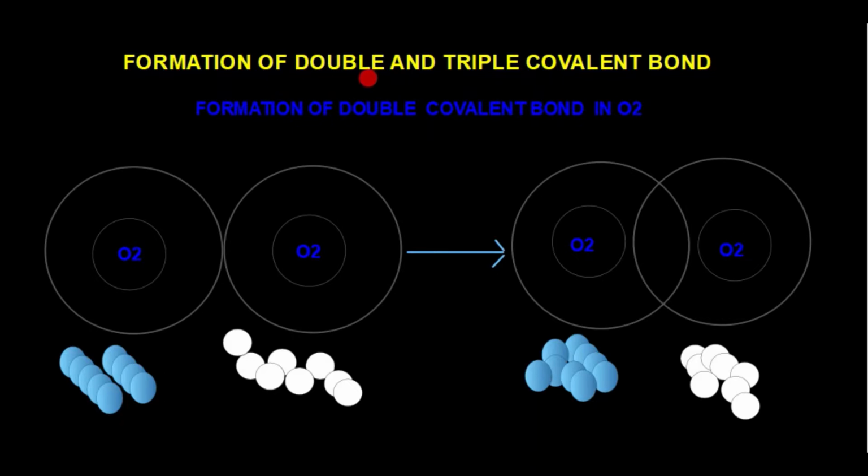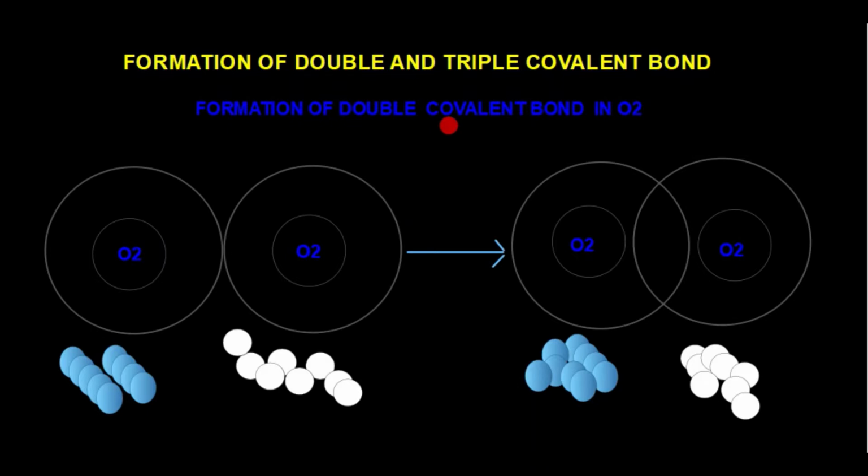We will study the formation of double covalent bond by taking the example of formation of double covalent bond in oxygen. Oxygen is a member of group 6A of the periodic table. Oxygen has 6 electrons in its valence shell. It needs 2 electrons to complete its octet to get the stability, to get the electronic configuration similar with the noble gas. For sharing, each oxygen atom contributes 2 electrons.